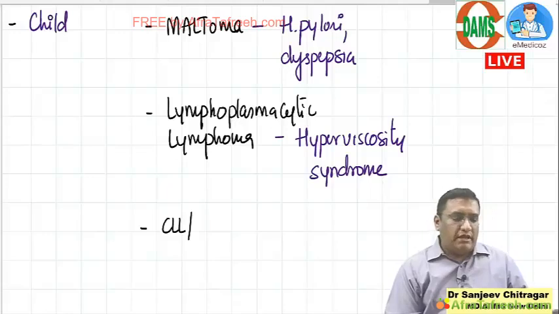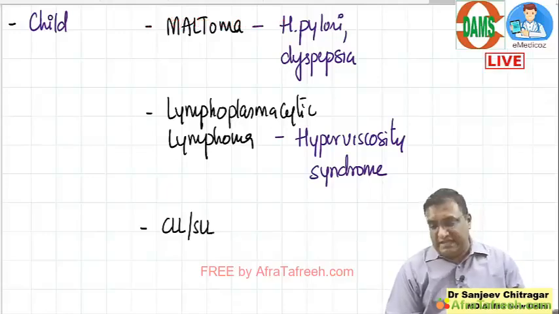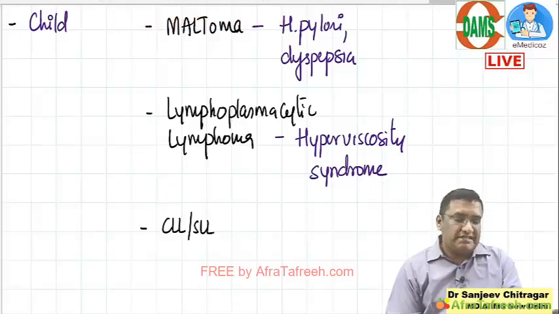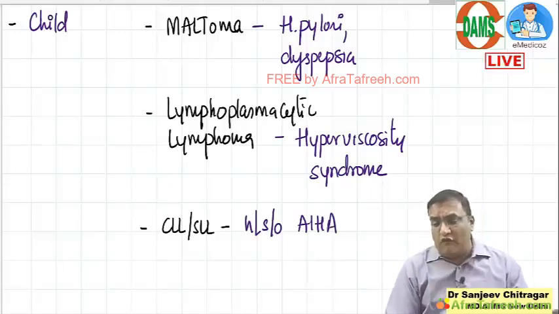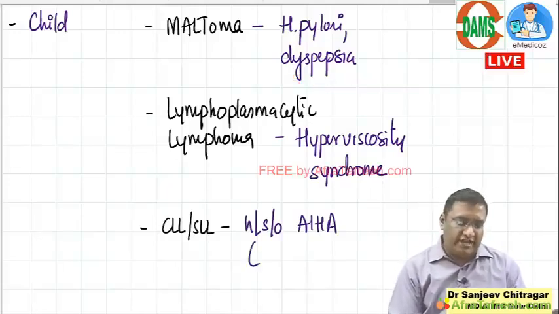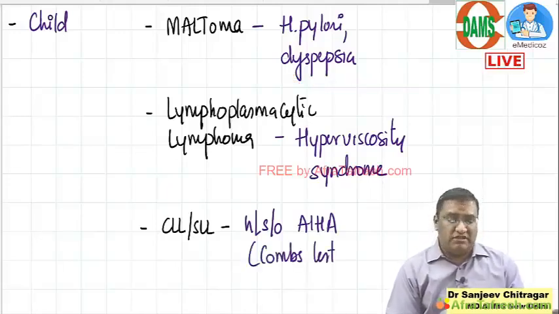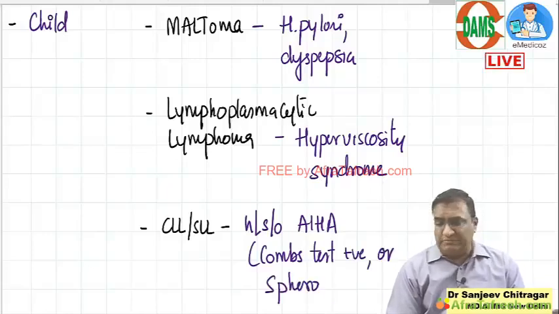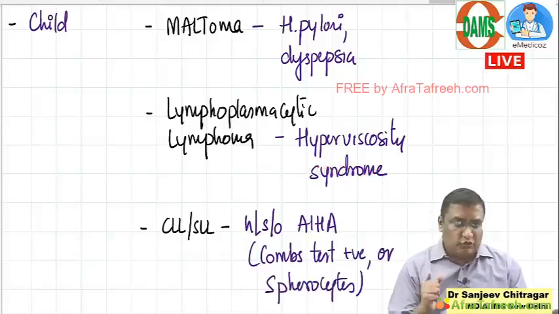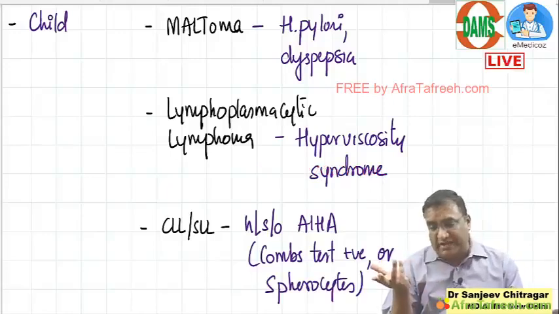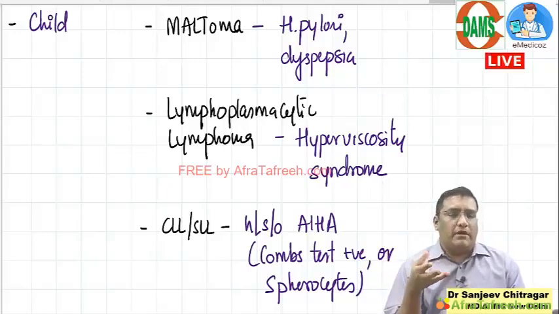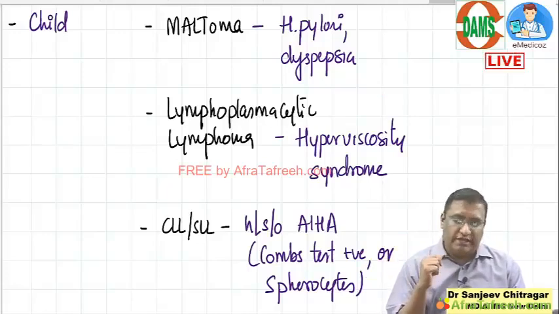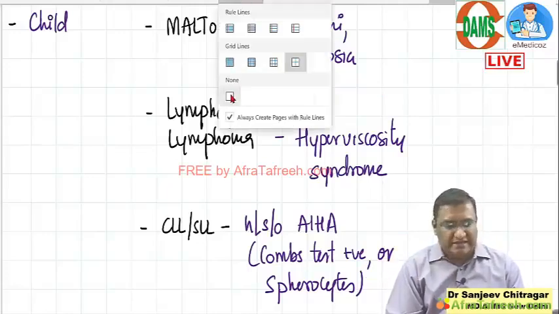Yes. Then, of course, CLL, SLL. What history can they give you? One is history suggestive of AIHA, because CLL, SLL is commonly associated with warm type of AIHA, which will be Coombs positive or spherocytes present, etc. Something they will be giving you as history. Okay, so the patient is being investigated for autoimmune hemolytic anemia. Now you find a lymph node enlarged, and now you start suspecting CLL, SLL, because autoimmunity is there in CLL, SLL, right?